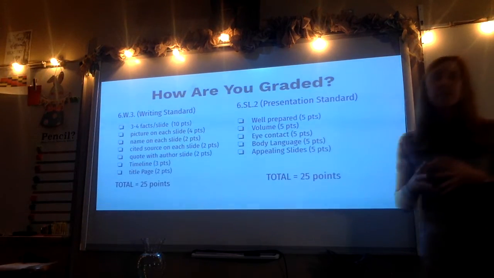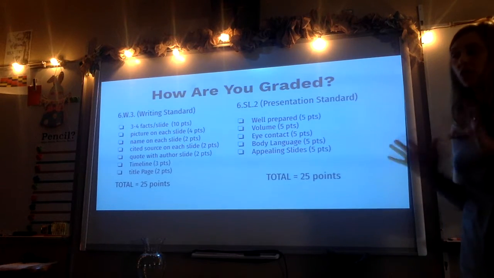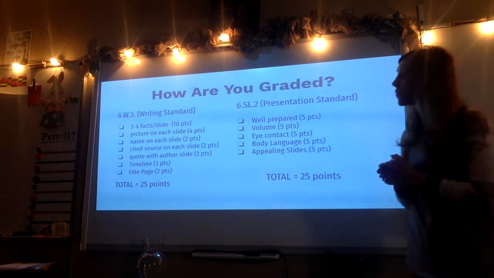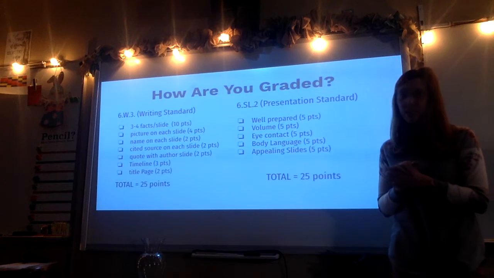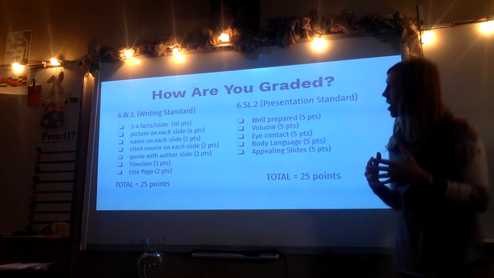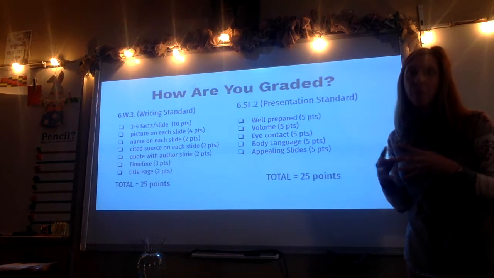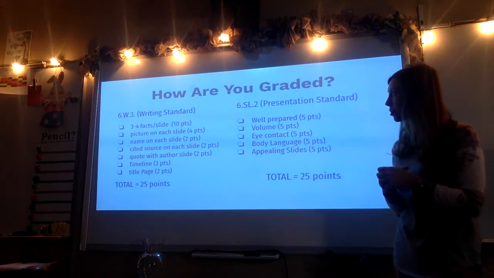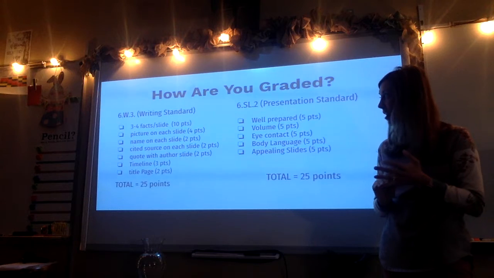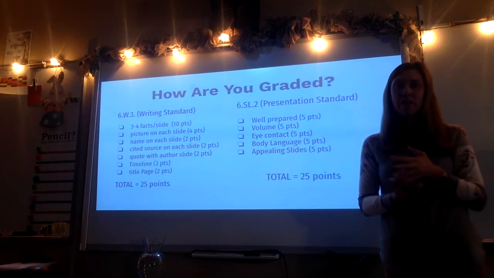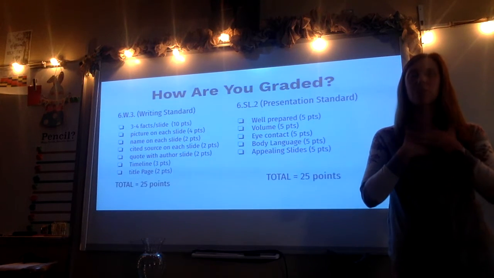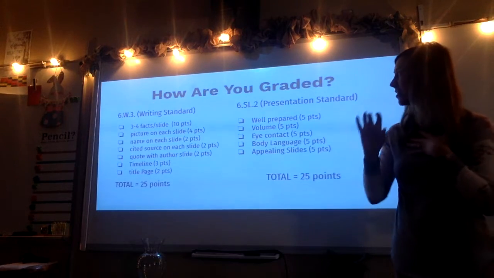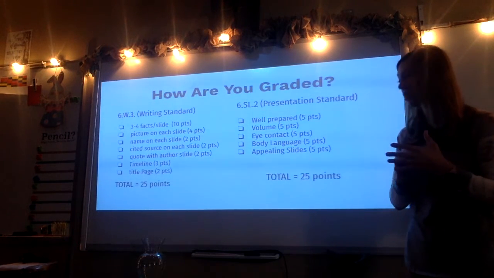And then how you are going to be graded on this. You are going to get two separate grades. One of your grades is going to be in our writing standard for how we research, and you must have 3 to 4 facts per slide, and that's per year. We'll show you in our example too. You must have a picture on each slide, the name on each slide. So if I did the research, you will see my name is on the slide with my facts and my picture. You must cite your information.